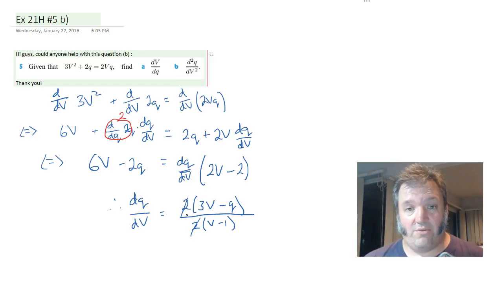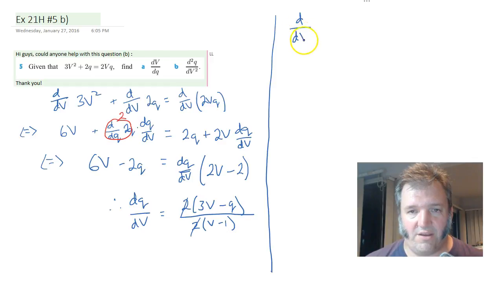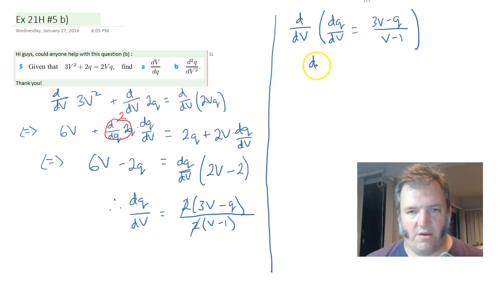Okay, how do we go about doing the second derivative? Let's make ourselves a little bit more room here, and let's go through and see what we're doing. So the second derivative, I need to go d dv again of this expression. And here I've got dq dv equals 3v take q over v take 1. So on the left-hand side, the derivative in terms of v of dq dv, we write that as d squared q over dv squared.